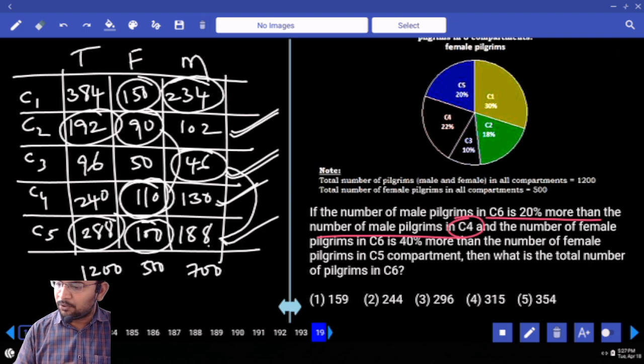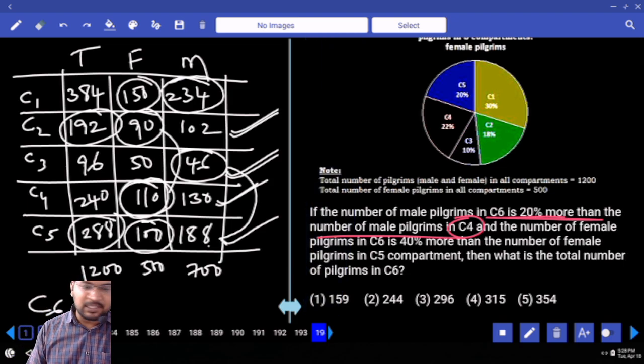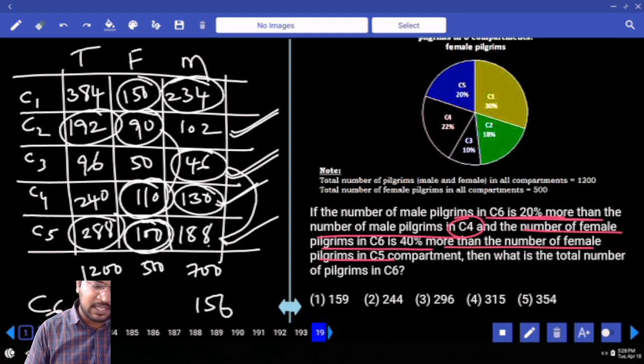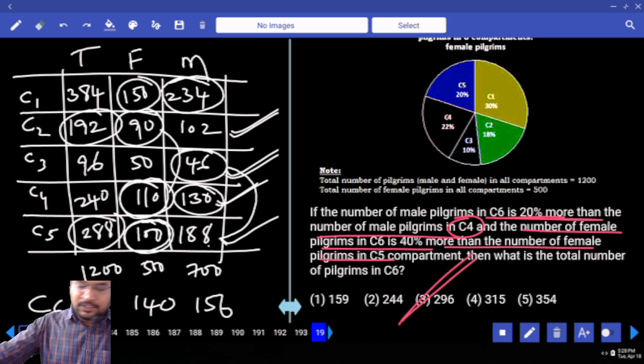if the number of male pilgrims in C6 is 20% more than the number of male pilgrims in C4. They are asking about C6, 20% more than C4. C4 is 130. 20% more is nothing but 26 more, which is 156. The number of female pilgrims in C6 is 40% more than the female pilgrims in C5. C5 female pilgrims is how much more? 40% more, they are asking the total. The answer ends with 6, only one option.